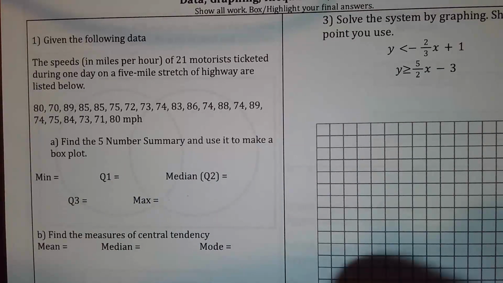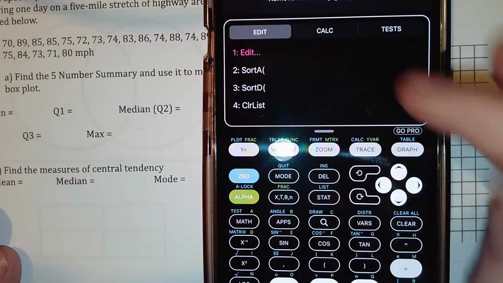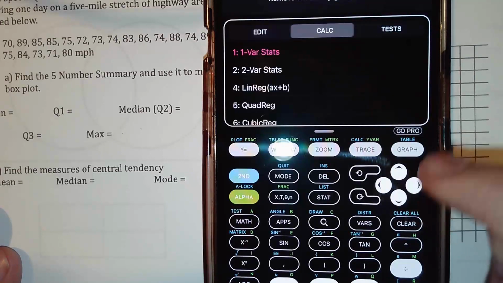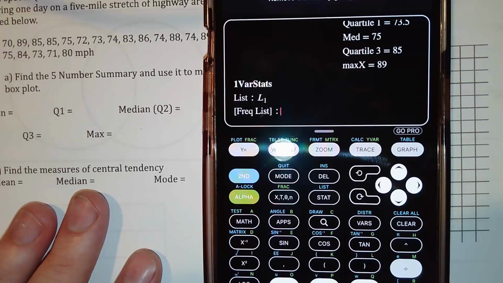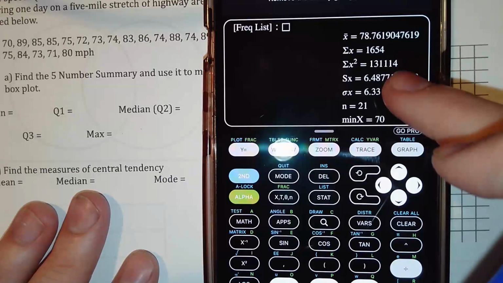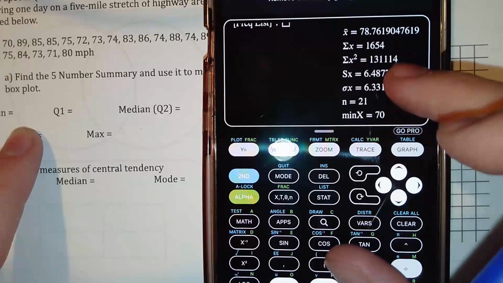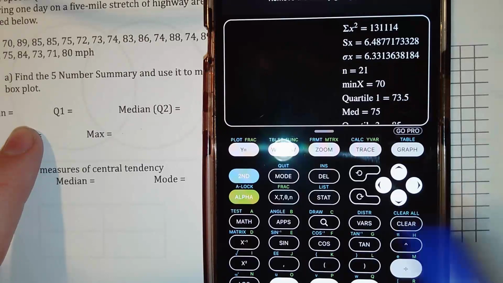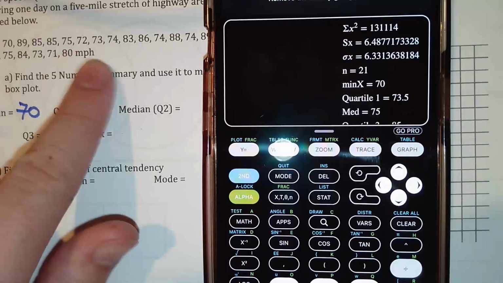So now we need to go ahead and find the 5-number summary and use it to make a box plot. Okay, so what I will do now is I will press stat, I'll go right to calc, and one variable statistics. I'll press enter, giving me a very important list. So I'm going to go ahead and find these different things since I do need the 5-number summary. The minimum is going to be 70, which is the lowest number on this list.